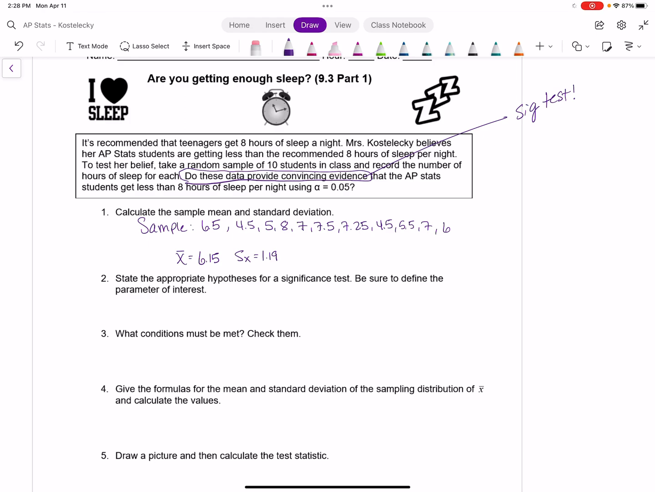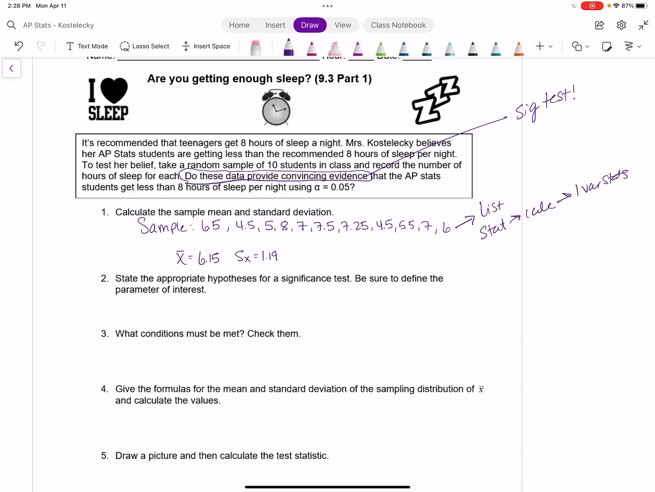Here's my sample of 10 students, and then you're going to want to put this into your list, and then you're going to want to do stat calc and then one variable stats to find your mean and your standard deviation. So I found my mean to be 6.15 and my standard deviation to be 1.15.